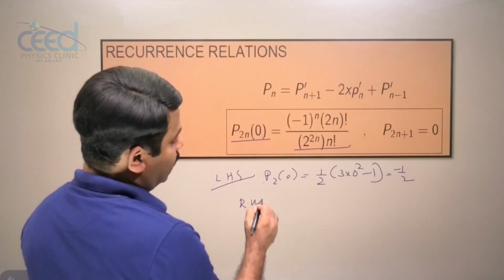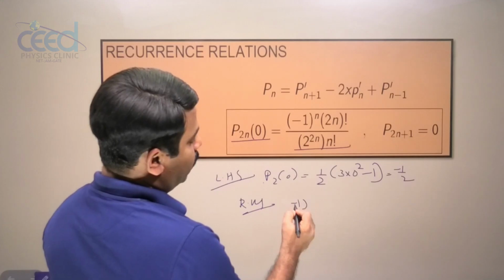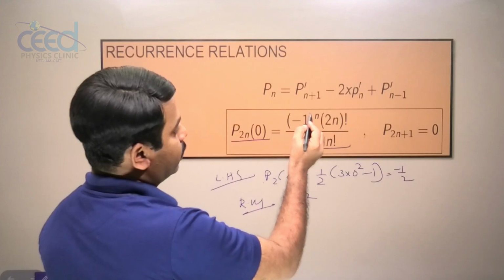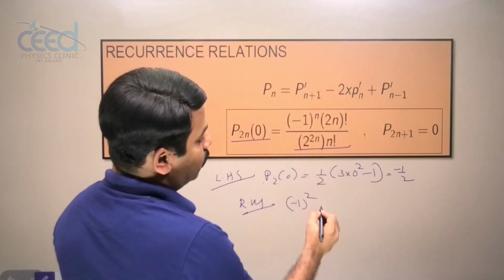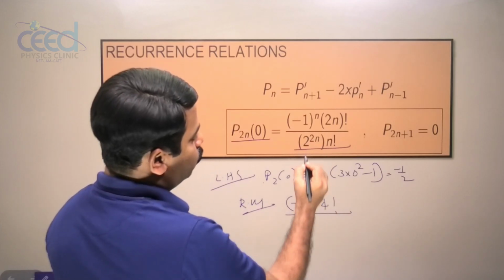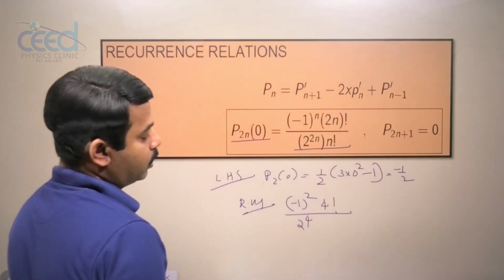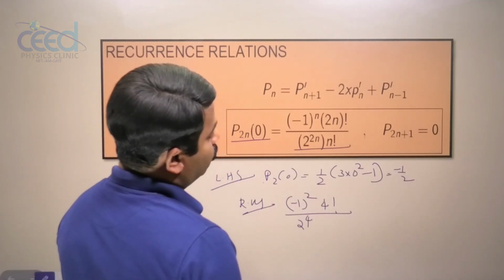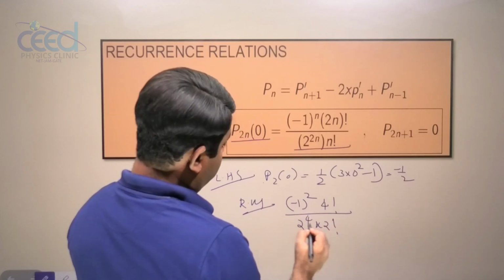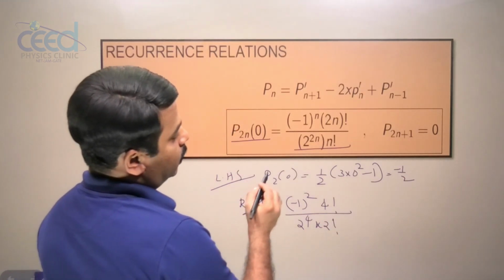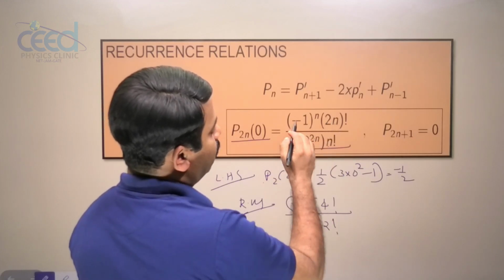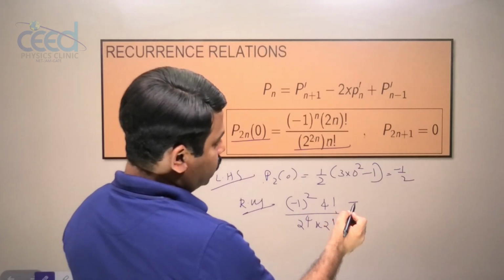Now what is RHS? RHS is equal to minus 1 raised to n, where n is equal to 2 for P2 of 0. Here 2 into 2, 4 factorial, divided by 2 raised to 4 into n factorial, that is 2 factorial, minus 1 raised to 2. So this is equal to what?